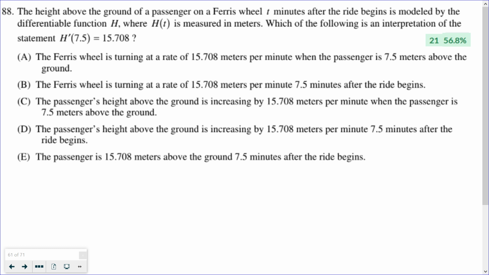How should you have done this? H. So you first say what H is without the derivative. Just what is H? So all you have to do is say H is the height above the ground, right, you guys? So say what H is. H is the height above the ground of the passenger of the Ferris wheel. And then that means you should use the word increasing or decreasing, yes? And since it's positive, which word are you going to use? Increasing. And then what do you have to say? You have to make sure you say at 7.5, t is minutes, right? D could be your only answer.